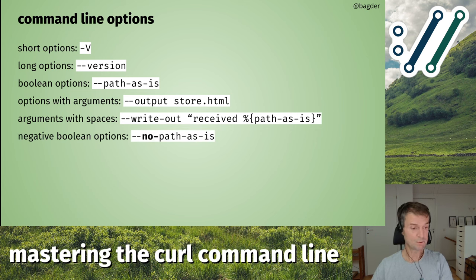And of course, all those Boolean options, like path-as-is, you can switch off again by prefixing the option name with --no-. So --no-path-as-is, switching off the light again, pretty much. All the long Boolean options are like that. And whether they're Boolean or not is not visible in the name. You have to actually read the man page to figure that out.